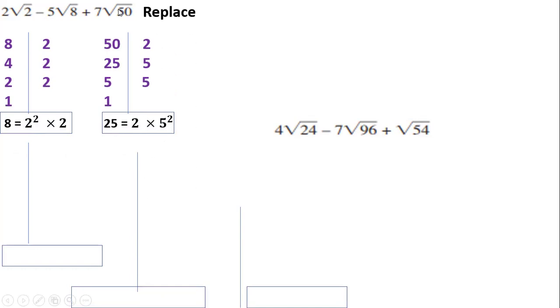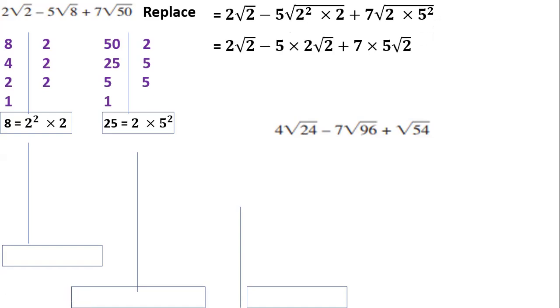So we keep 2 radical 2 as it is, minus 5 radical. Instead of 8, we replace it with 2 squared times 2, and plus 7, instead of radical 50, we replace it by 2 times 5 squared. Now, 2 squared comes out as 2. Since we have 5 as a coefficient, we multiply 5 times 2. 5 squared comes out as 5. We multiply 7 times 5.